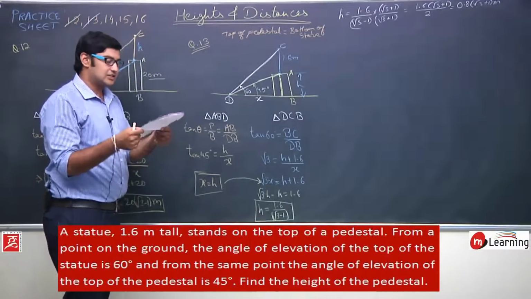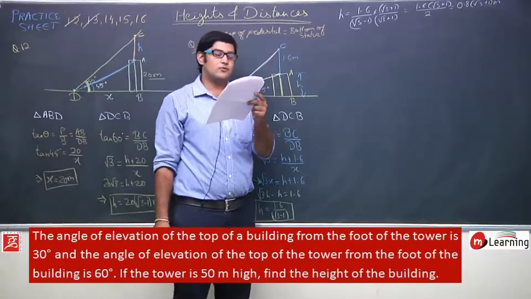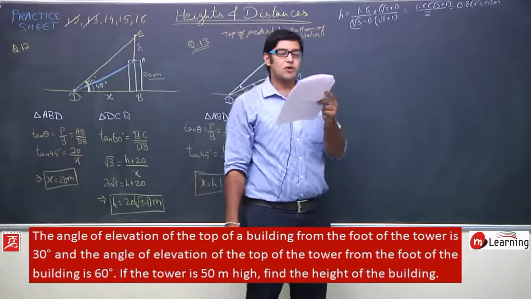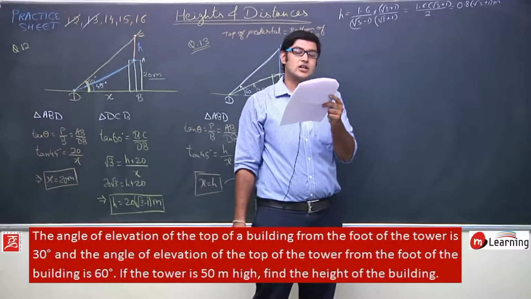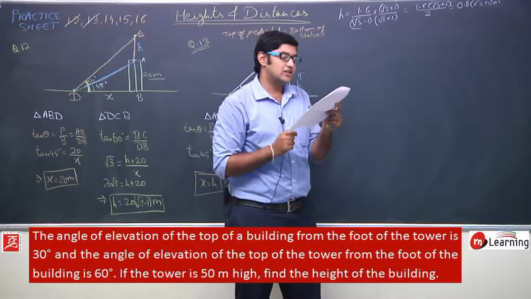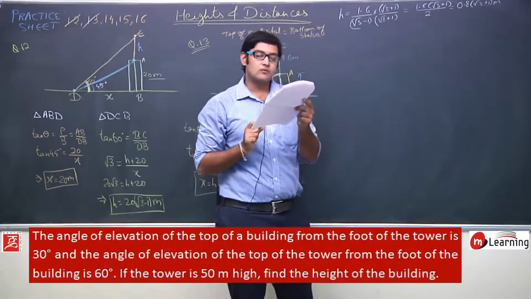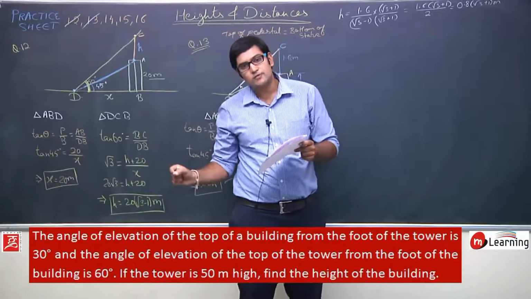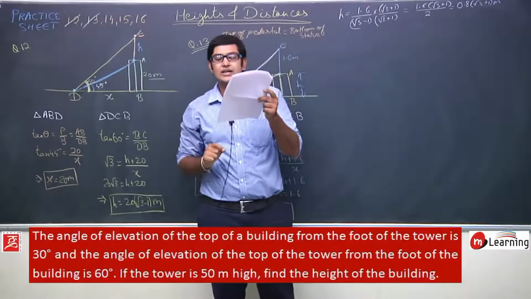So let us now solve question number 14. Question number 14 says the angle of elevation of the top of a building from the foot of the tower is 30 degrees. Now just try to understand this much of the sentence. The angle of elevation of the top of the building from the foot of the tower. So from the foot of the tower, the angle of elevation of the top of a building is 30 degrees.